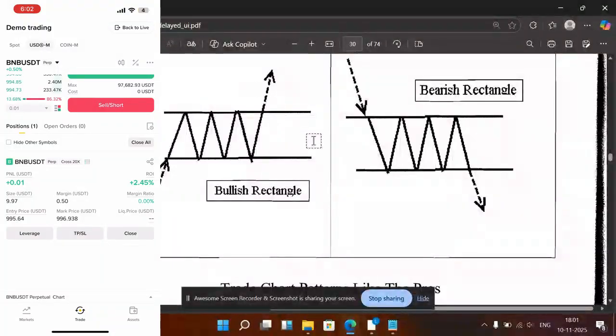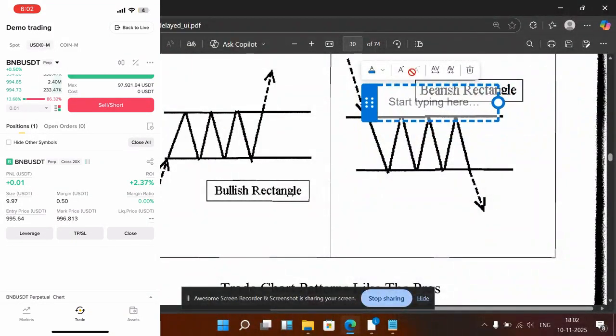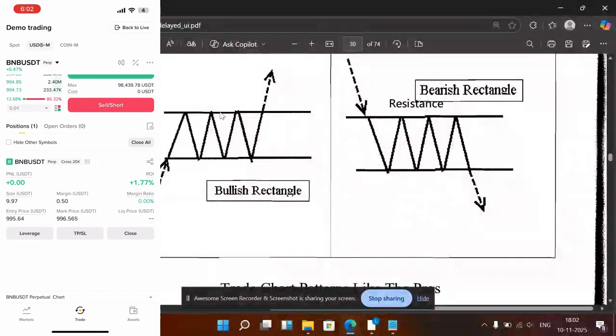Now can anyone tell me anything here? What is this line? Which line is this? Can anyone tell me the name of this line? We have done it multiple times. Yes, if you guessed resistance, it is absolutely correct. This is the resistance line, and it's the topmost line also. Perfect. The other one is obviously the support line, and that is going to be the obvious one.